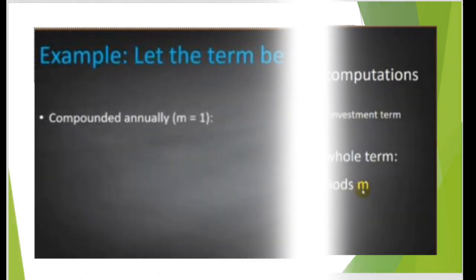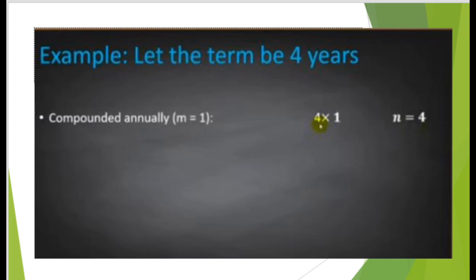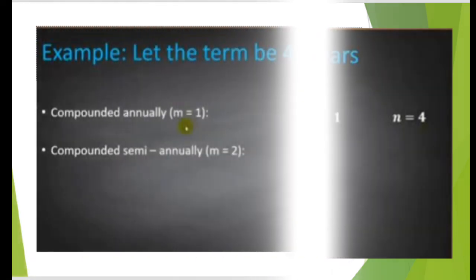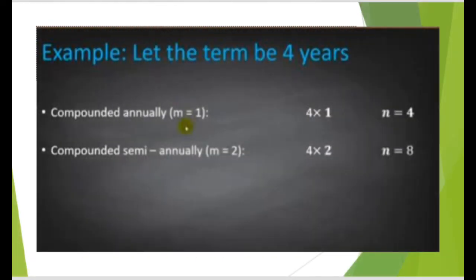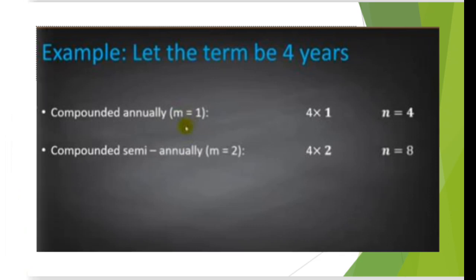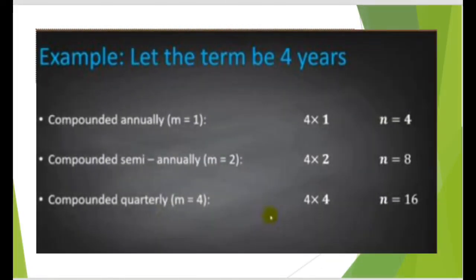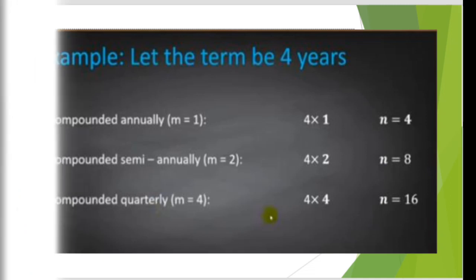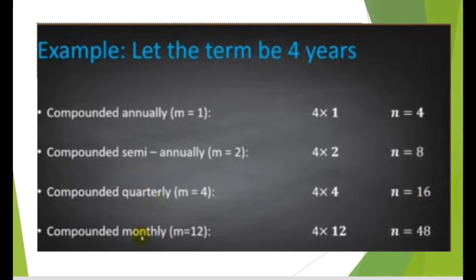For example, if the term is 4 years, then if it's compounded annually, N is equal to 4, because 4 is T and 1 is the equivalent of annually in M. If it's semi-annually, N is equal to 8 because 4 times 2 is 8. If it's compounded quarterly, M is equal to 4, therefore 4 times 4 is 16. And if it's compounded monthly, M is 12, and T is still 4. So, 4 times 12 is 48.